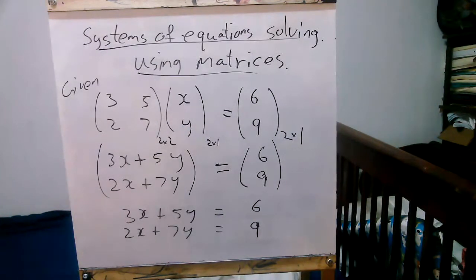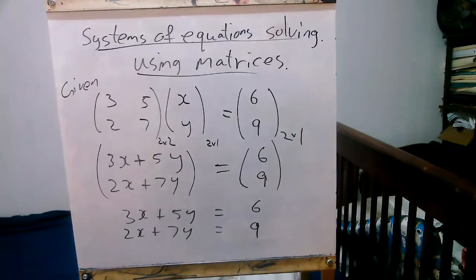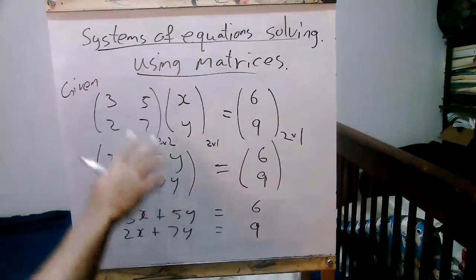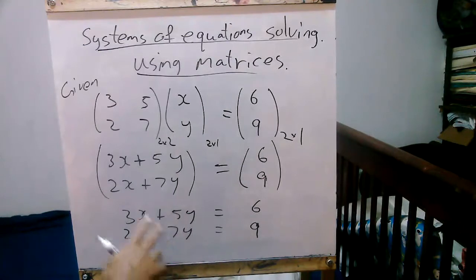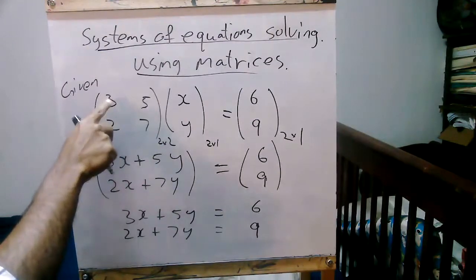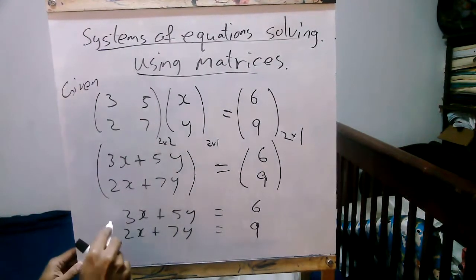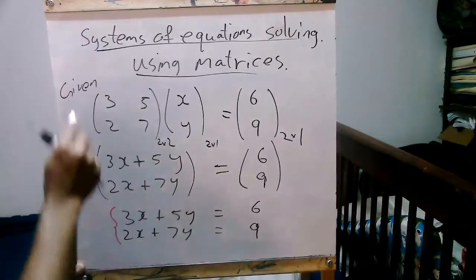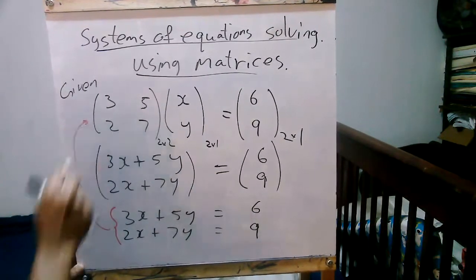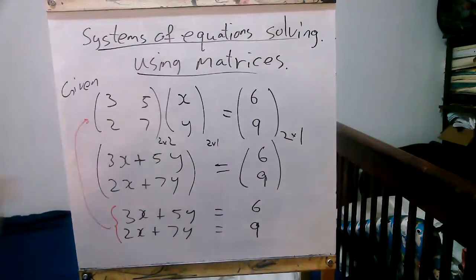Now the important thing is not that. When this is given, writing the system of equations is not the aim. Our goal is, given this, convert that into this. What's our goal? Given this, convert into this form, and solve it using properties of matrices.